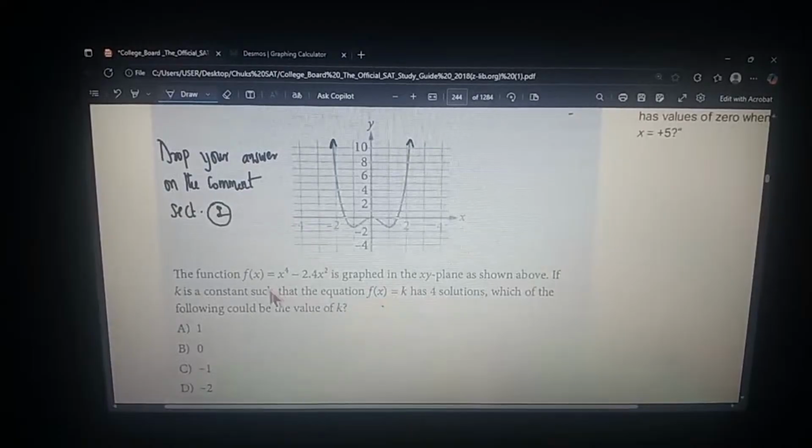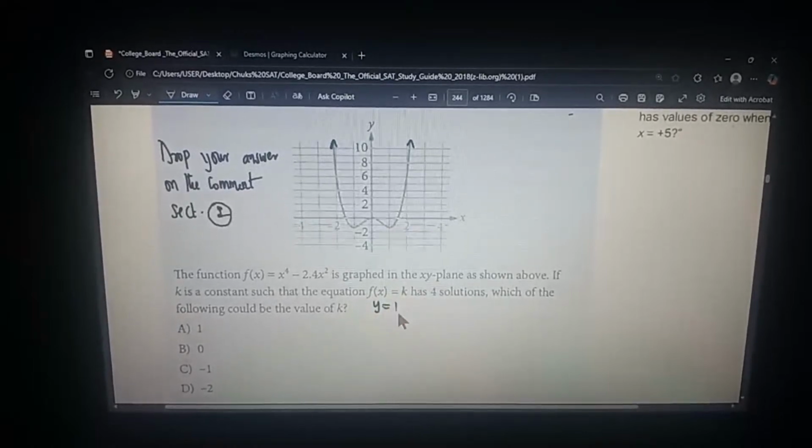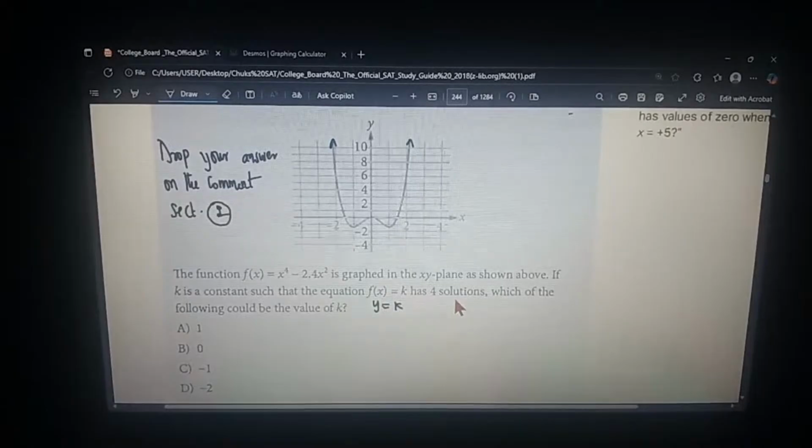It says if k is a constant such that f of x equal to k, which is the same as saying y equal to k, has four solutions, which of the following could be the value of k? In other words, we're looking for the value of k that will make this system have four solutions. What does it mean for a system to have four solutions? Remember, this is the first equation. So we're looking for another equation that would make this whole system have four solutions.